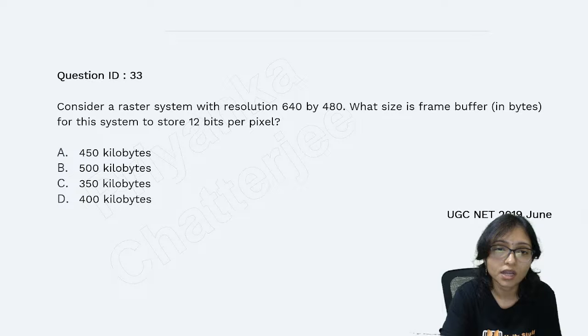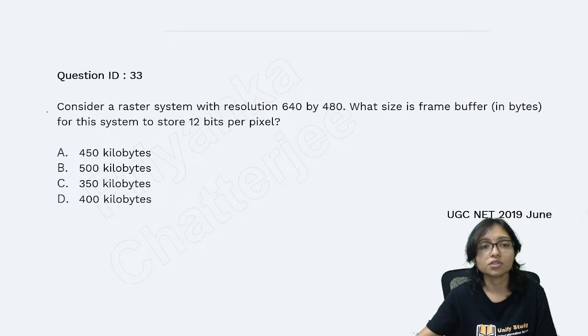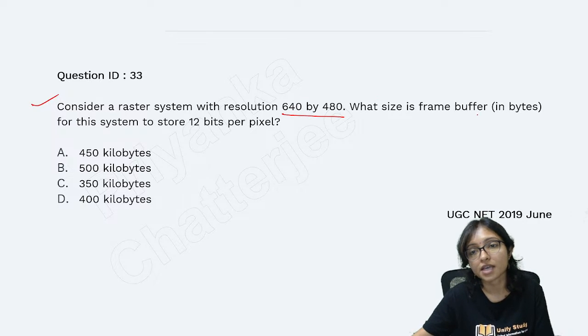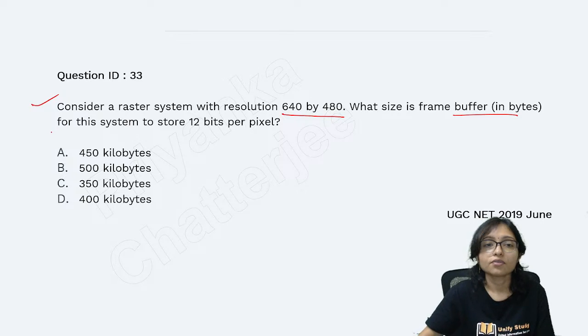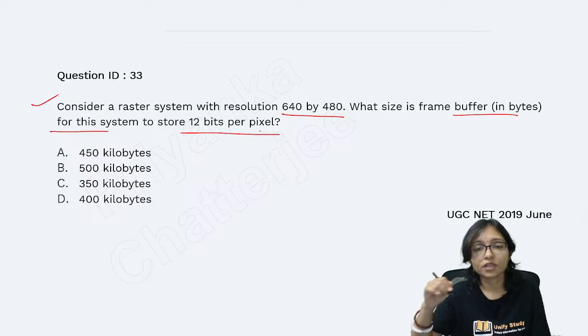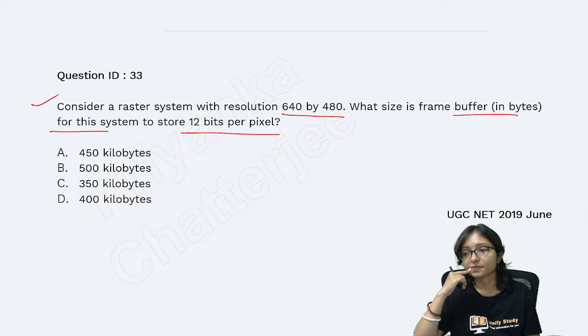Now the next question is this one. Consider the raster system with the resolution of 640 by this one. The size of the frame buffer for the system is stored with 12 bits per pixel. Then what will be the answer?